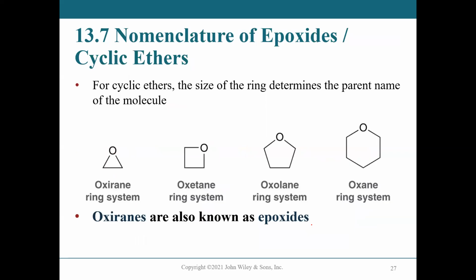This is for cyclic ethers. With these cyclic ethers, this is under a lot of ring strain, so you're going to see this undergo reactions. The size of the ring determines the parent name of the molecule. So oxirane, oxetane, oxolane, and oxane. It just depends on how many carbons there are. It says oxiranes are also known as epoxides.